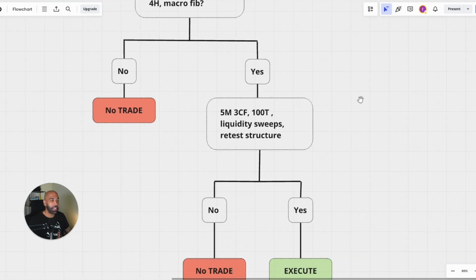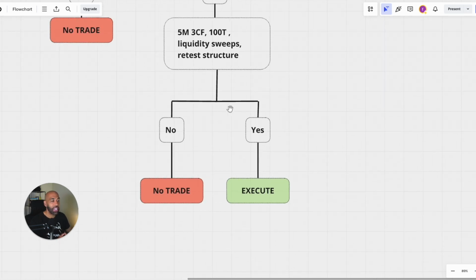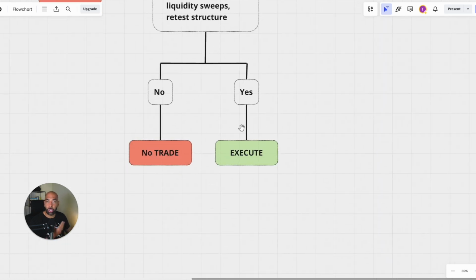If yes, then I go back to my original criteria of how I get into a trade. My 5-minute 3-candle formation, my 100-tick chart structure. Is there a liquidity grab? And do we have the retest on that structure or the 5-minute candle? If no, no trade. If yes, I execute the trade. Okay, that's my breakdown of how I trade, what I look for, what I teach the students, and what I talk about every day in the Discord.